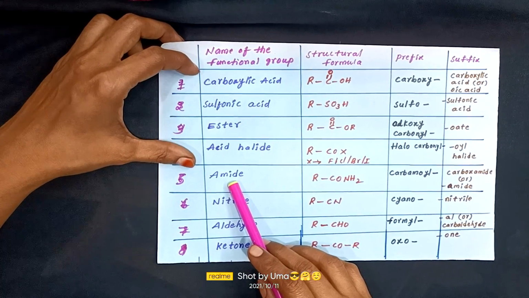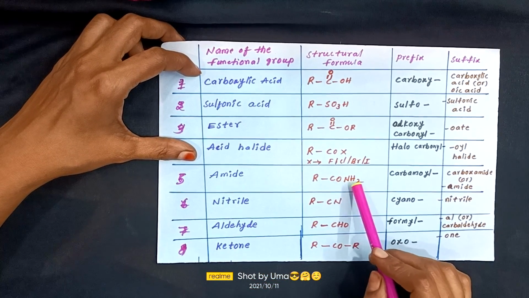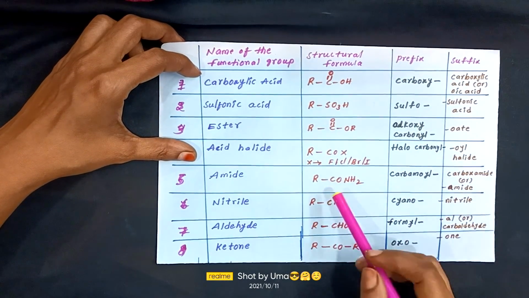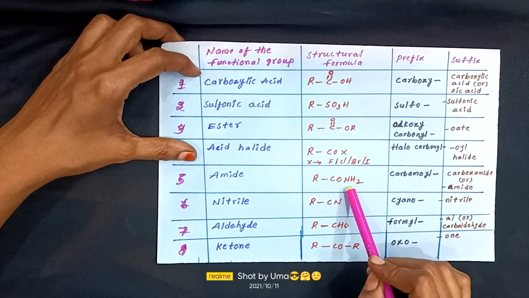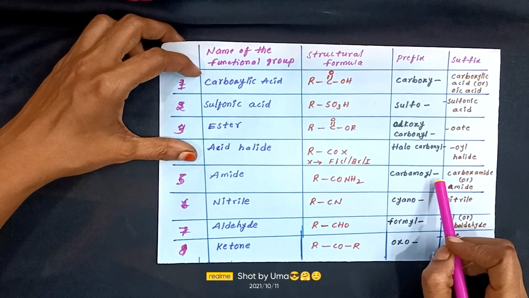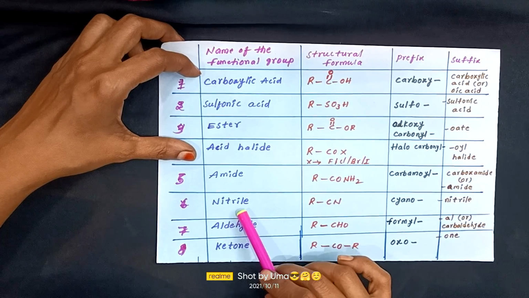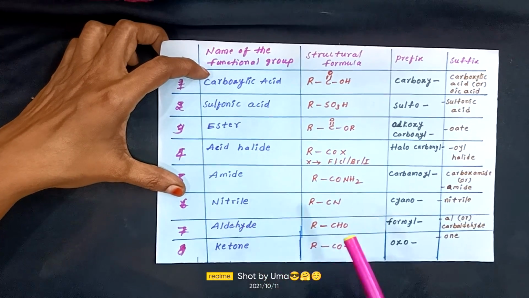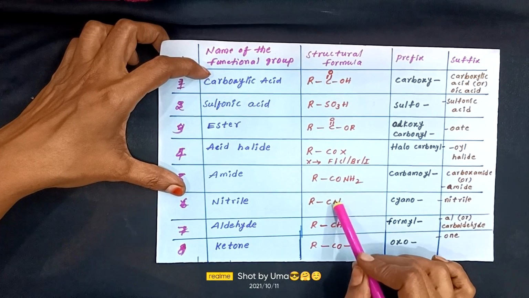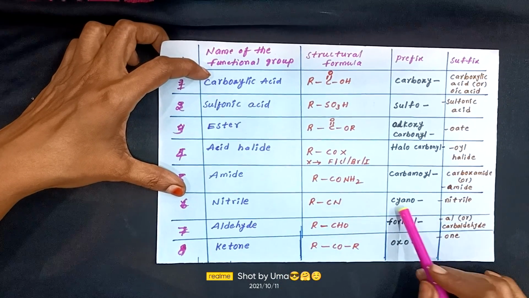And next, the fifth one is the amide group. RCONH2 is one of the derivatives of carboxylic acid. RCONH2 is the amide group, and the prefix of amide is carbamoyl, and carboxamide or amide is the suffix of amide. So nitrile is another functional group, RCN. Its functional group structure is R bond CN. The prefix of nitrile is cyano.